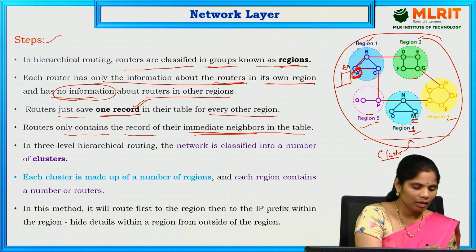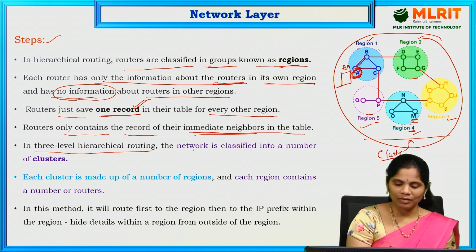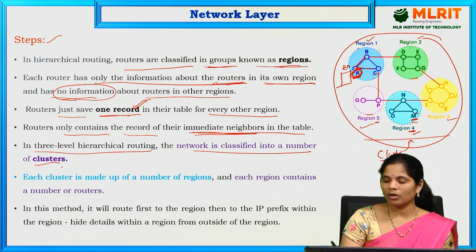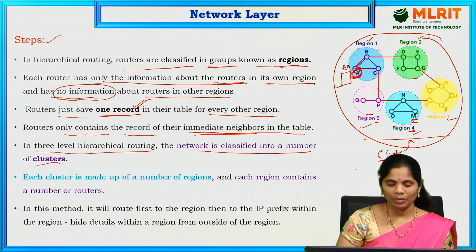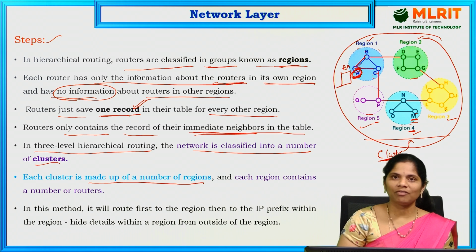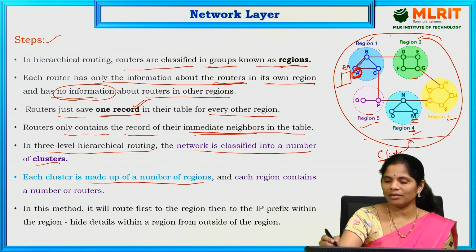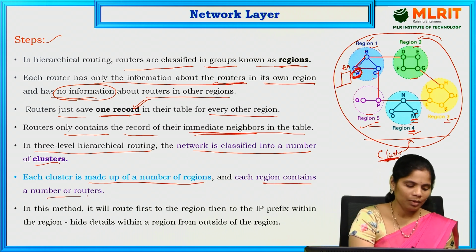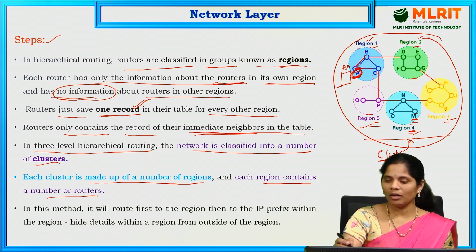So, in 3-level hierarchical routing, the network is classified into a number of clusters. In hierarchical routing, mainly it is talking about the cluster. Whatever diagram is there, it is called one cluster. Each cluster is made up of a number of regions. Here 5 regions are there: region 1, 2, 3, 4, 5. Each region has a number of routers. So here a number of routers are there in each and every region.